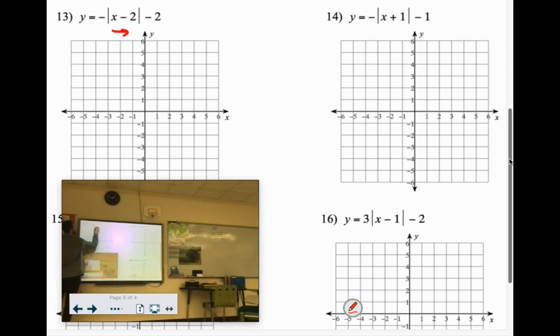Here, minus 2 grouped with it, that's right 2. Minus 2 not grouped with it, that's down 2. Right 2, down 2. Then we have that negative out in front, so we go down 1 over 1 in both directions.